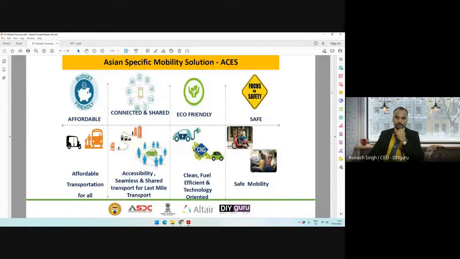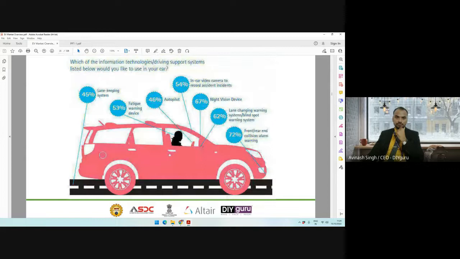So Asian specific mobility solutions: affordable, connected and shared, eco-friendly, safe. These are some of the information technologies or driving supported systems which are listed below that will be there to be used in your car.